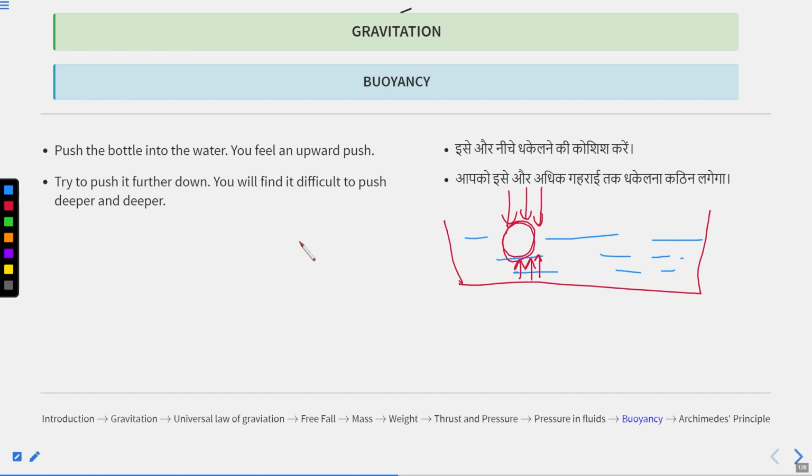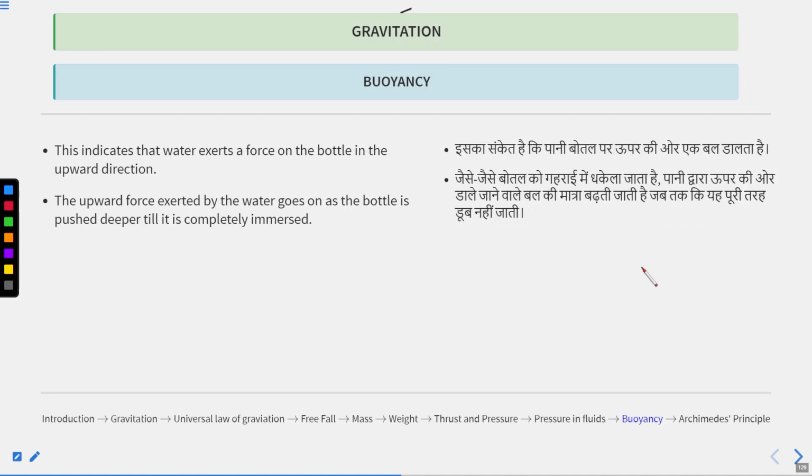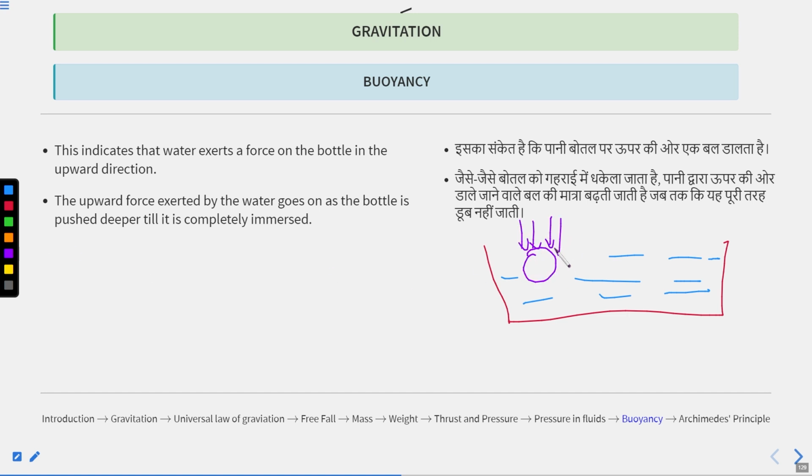You will push more and more, you will feel more upward force on your hand. Okay, and you will find it difficult to push deeper and deeper. Why is it happening? This indicates that water exerts a force on the bottle in the upward direction. You are putting a force by your hand, but you are feeling an upward force. And from where is this upward force coming? This upward force is coming because of the water. It means that water exerts a force on the bottle in the upward direction. And this upward force prevents this object from drowning.